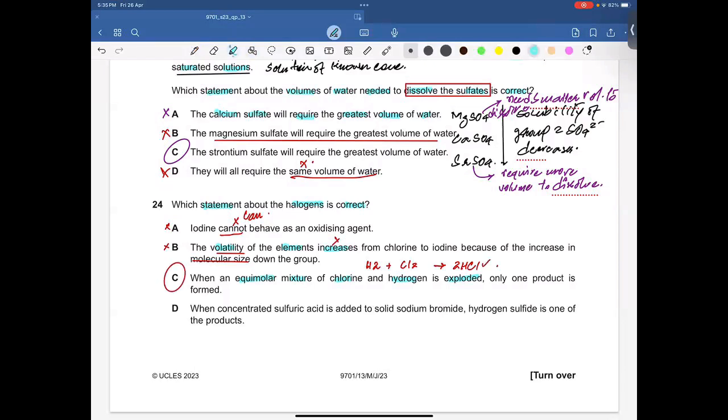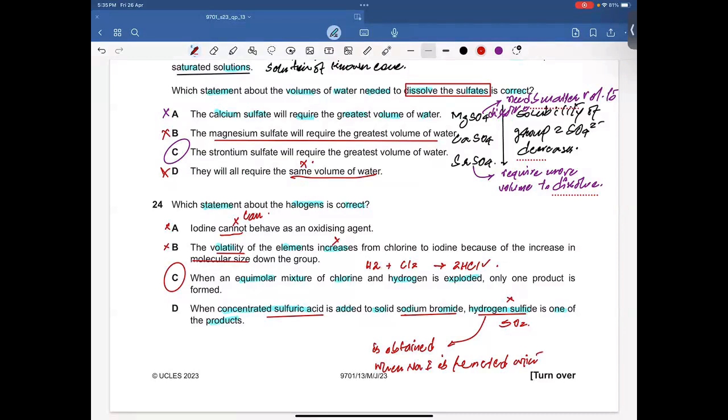But let me tell you about option D as well. When concentrated sulfuric acid is added to solid sodium bromide, hydrogen sulfide is one of the products. Obviously, when sodium bromide reacts with sulfuric acid, hydrogen sulfide is not going to be the product. In fact, it's going to be sulfur dioxide. Hydrogen sulfide is obtained when sodium iodide is reacted with concentrated H2SO4. So this statement is also incorrect.